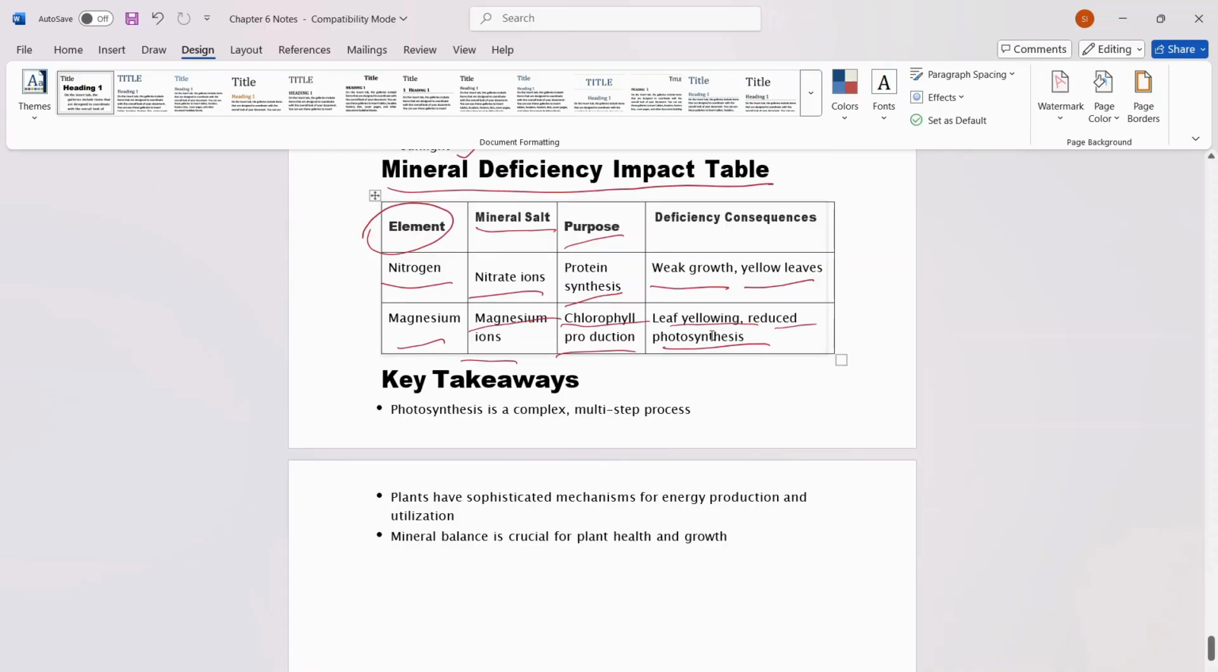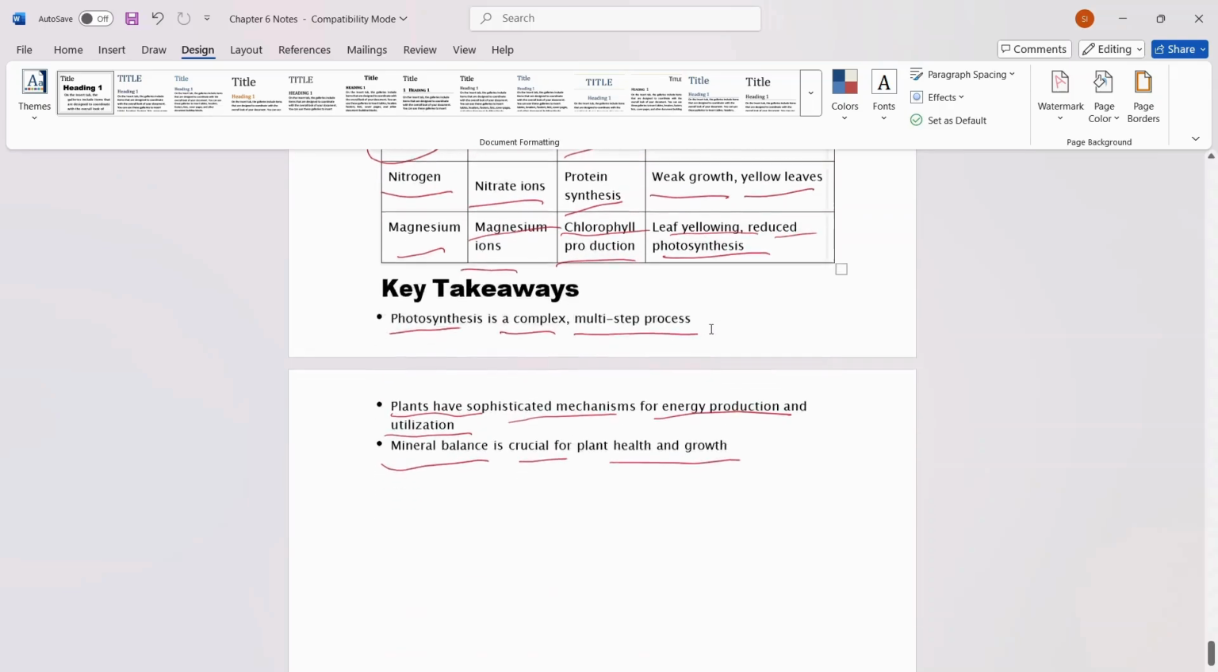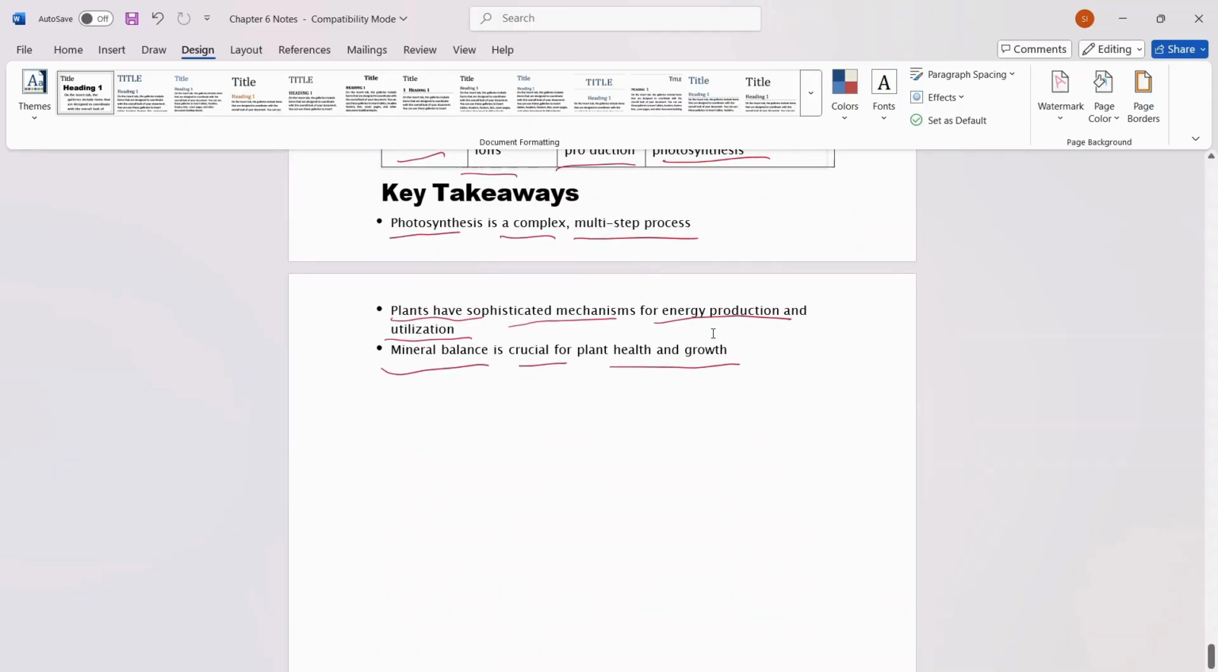So, the key takeaways for us are: photosynthesis is a complex multi-step process. Plants have sophisticated mechanisms for energy production and utilization. Mineral balance is crucial for plant health and growth. So, that's it for this chapter.